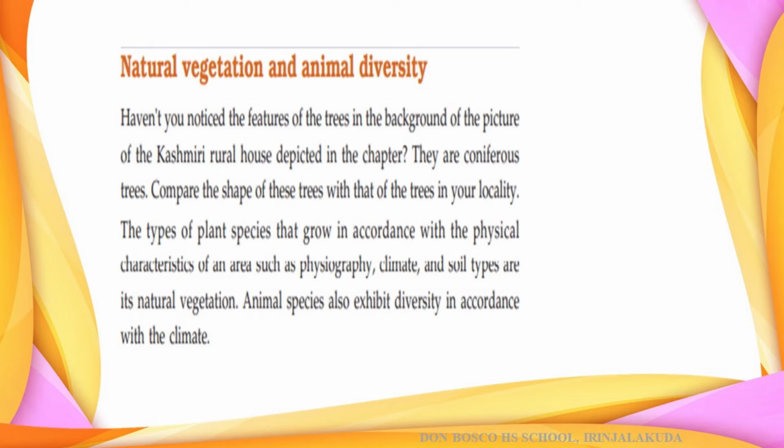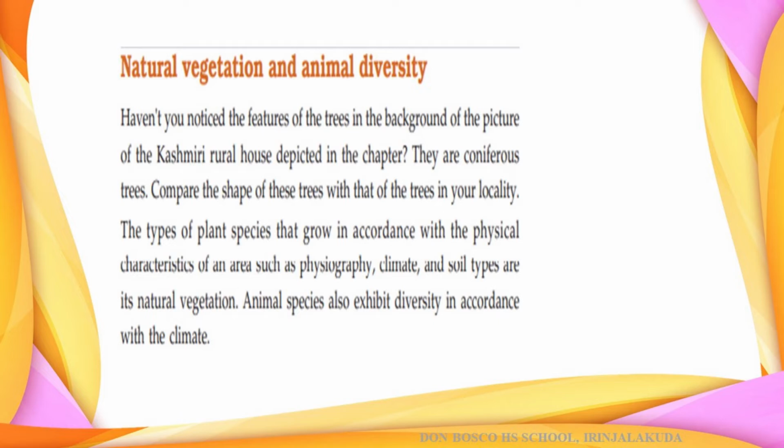What is natural vegetation? Different types of plant species that grow in an area are based on certain factors. For example, the physiography. We were learning the physiography, isn't it? The four main physiographies of India. The climate, the soil type, and okay. So when the plants grow according to the physiography, the climate and the soil type, we call it natural vegetation. Natural vegetation of different physiography is different. And according to the climate, we can see different species of animals in this region.